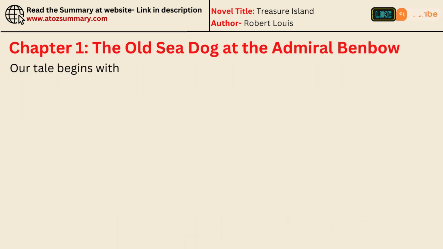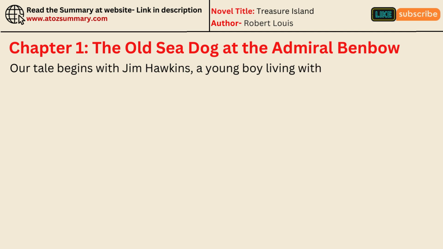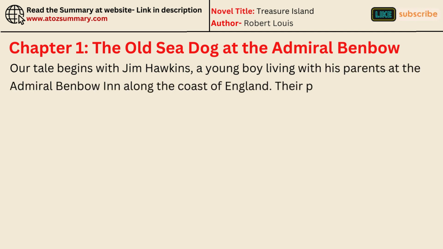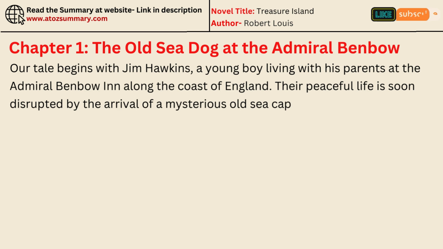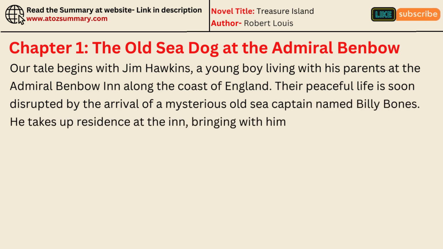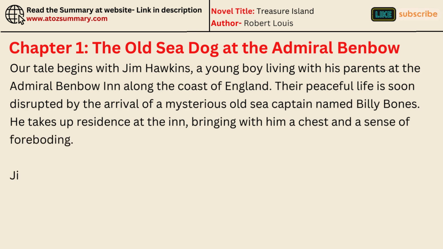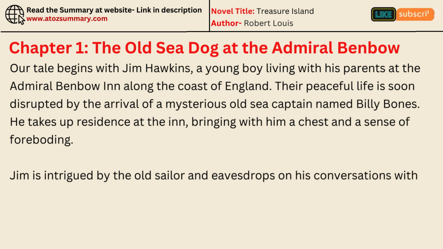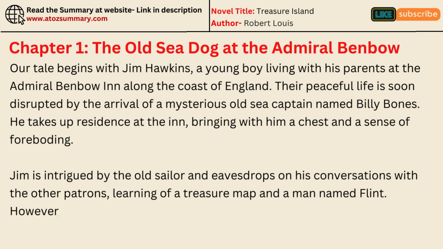Our tale begins with Jim Hawkins, a young boy living with his parents at the Admiral Benbow Inn along the coast of England. Their peaceful life is soon disrupted by the arrival of a mysterious old sea captain named Billy Bones. He takes up residence at the inn, bringing with him a chest and a sense of foreboding. Jim is intrigued by the old sailor and eavesdrops on his conversations with the other patrons, learning of a treasure map and a man named Flint.